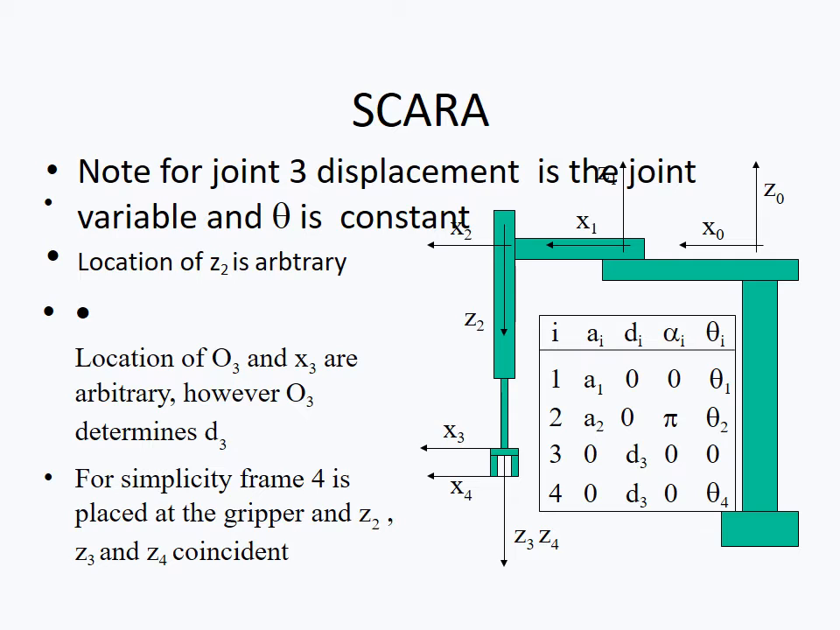SCARA. So how do we find forward kinematics in a SCARA? SCARA is a pick and place robot model. Here we have three joints, 1, 2 and 3. The location of origin 3 and x3 are arbitrary, however origin 3 determines d3. Here we have prismatic linear movement, and here we have rotary movement like that. That defines the displacement.